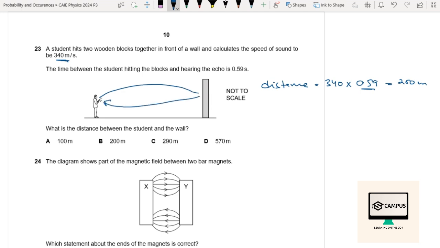So the distance would be half of it. So the distance would be 100 meters, because of this line: the time between the student hitting the block and hearing the echo. Obviously, this is twice the distance, so we have to halve it.